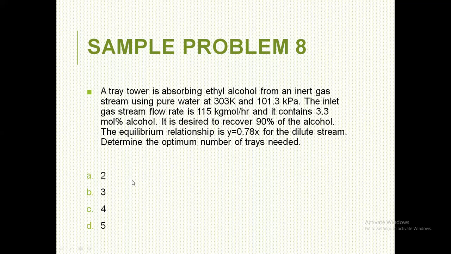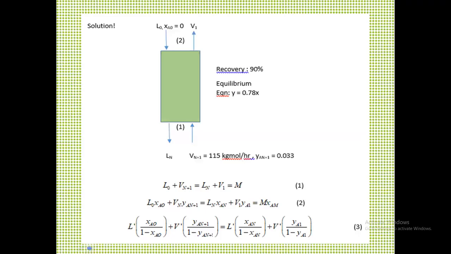The equilibrium relationship is given by the equation y equal to 0.78x for the dilute stream. Determine the optimum number of trays, and in this case the optimum number of trays is actually 4. So how was this value computed? Let's go to the next part of the solution.